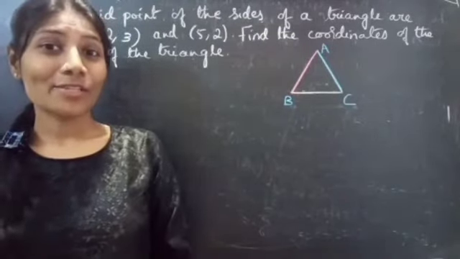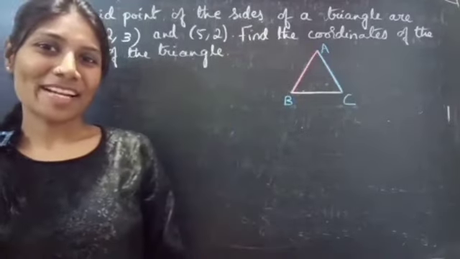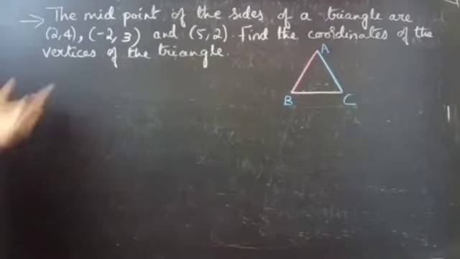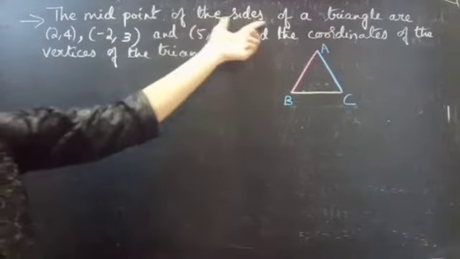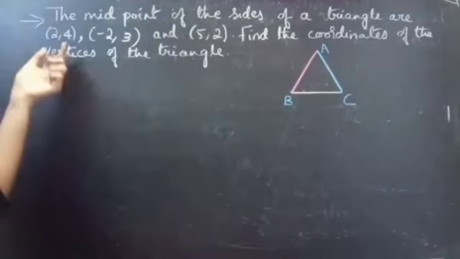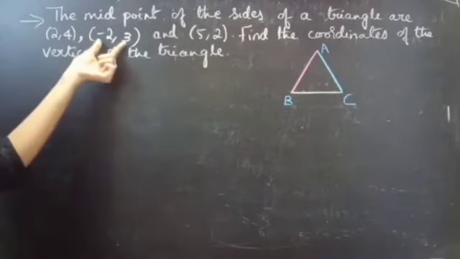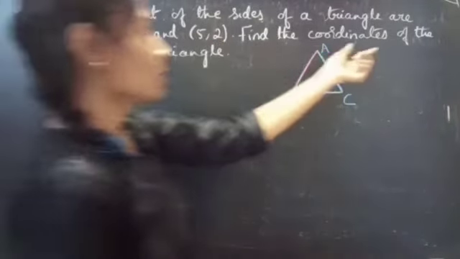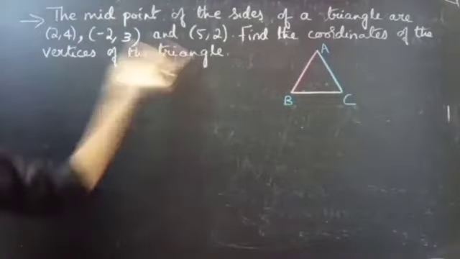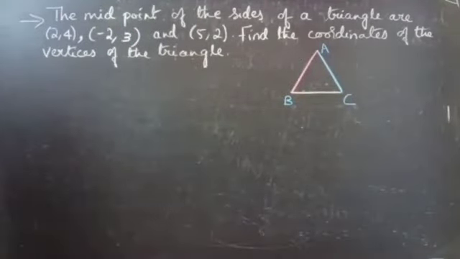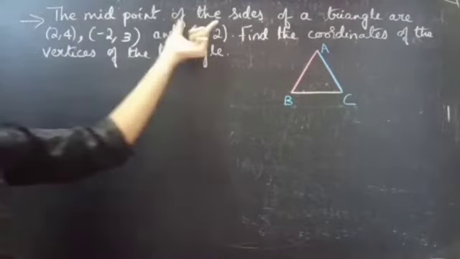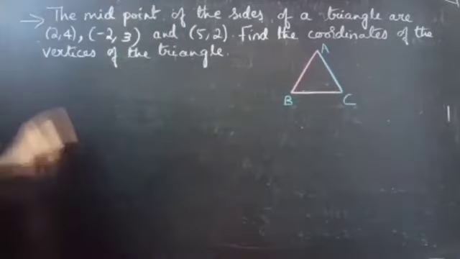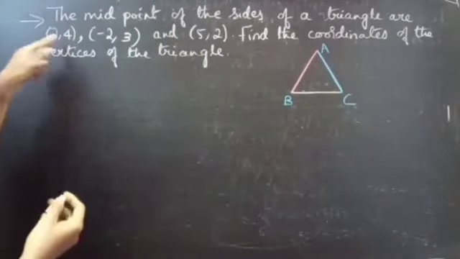In this video, we are going to see a problem from coordinate geometry. Let's get started. Problem: The midpoints of the sides of a triangle are (2, 4), (-2, 3) and (5, 2). Find the coordinates of the vertices of the triangle. So, we are given the midpoints of the sides of a triangle.